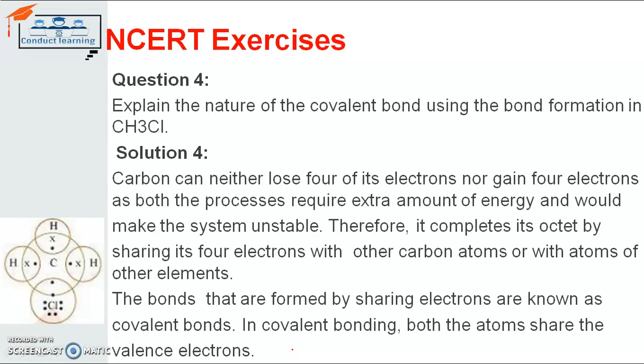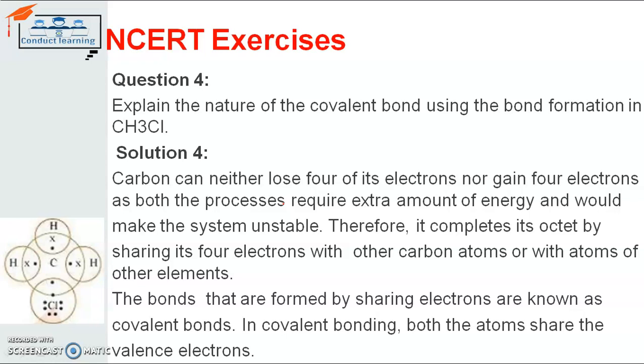Explain the nature of covalent bond using the bond formation in CH3Cl, that is chloromethane. Let's see the nature of the covalent bond formed. Carbon can neither lose 4 electrons nor gain 4 electrons, so it does sharing. To lose or to gain, a large amount of energy is required, making it unstable. So to complete the octet, it shares its 4 electrons with other elements.